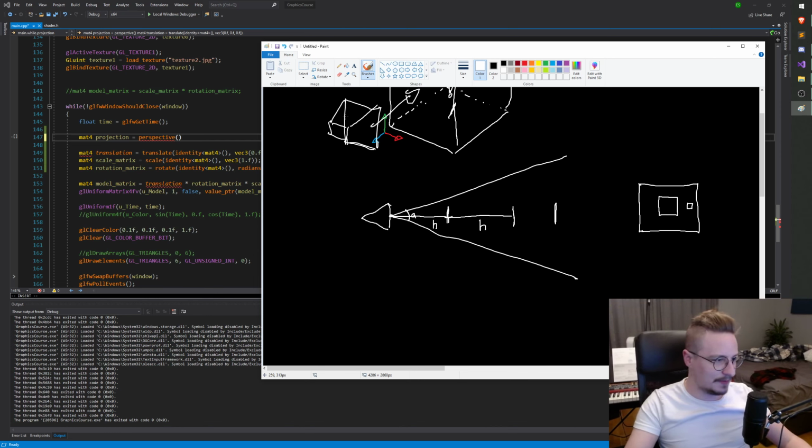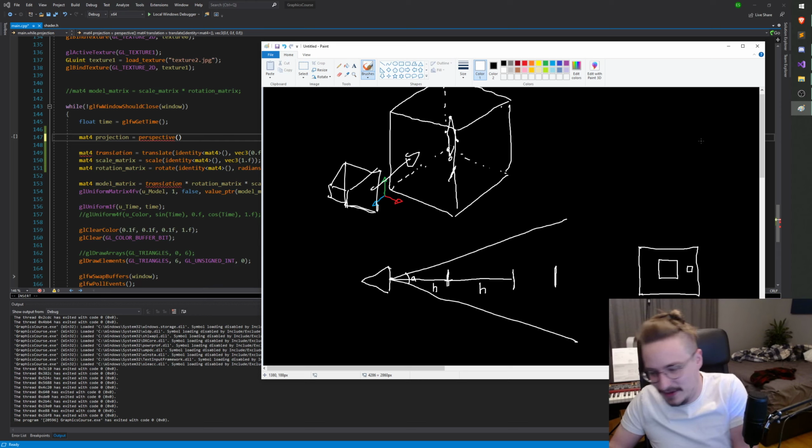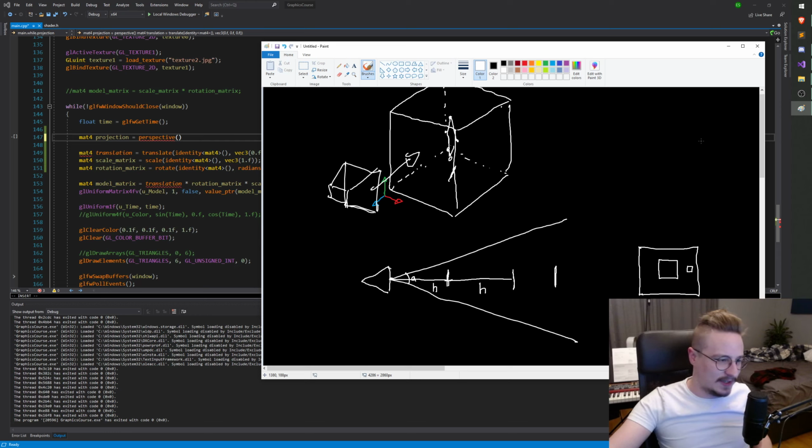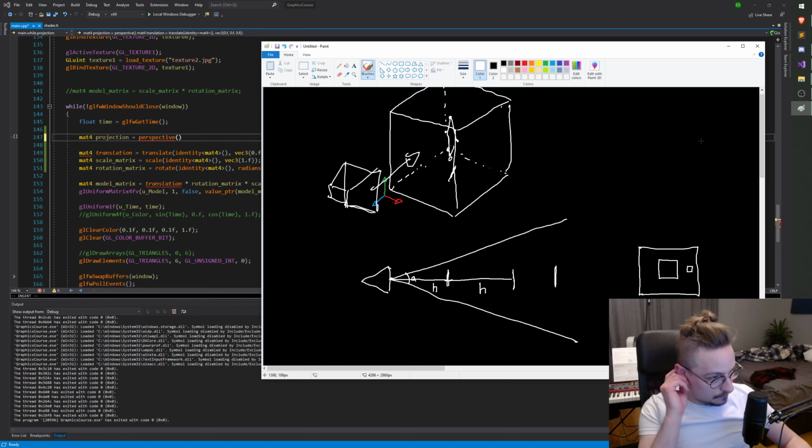So that's sort of how depth works. It doesn't really matter that much, but I just wanted to give you like what is depth, what is perspective, and that's mathematically sort of how we talk about perspective. Yes, so let's go.